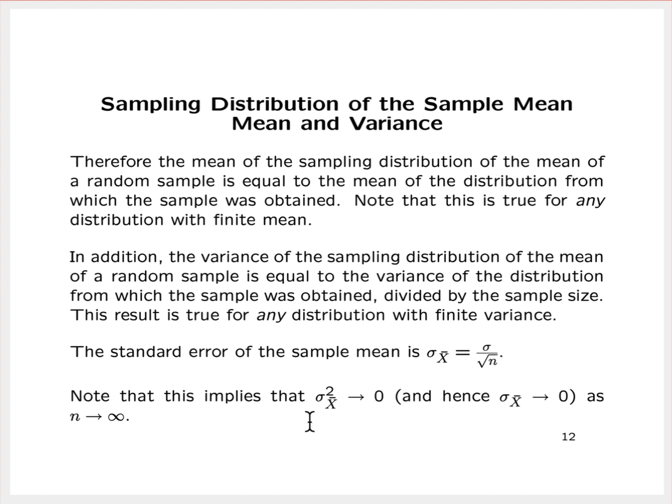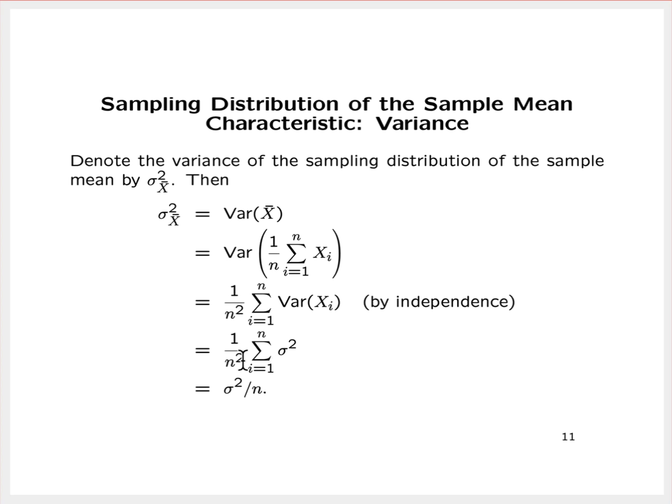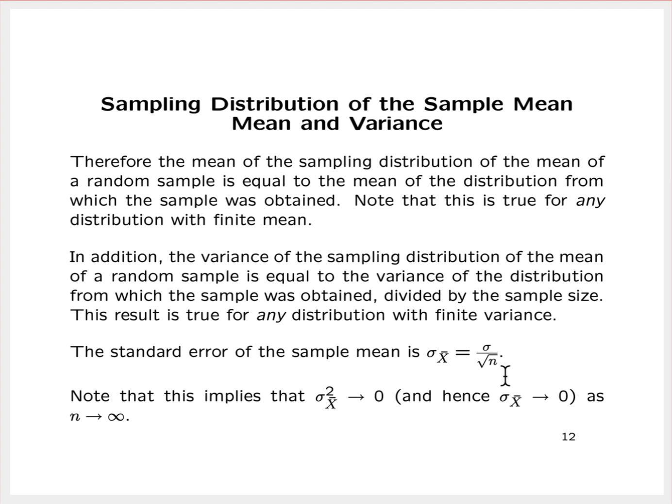Now, note that because we have n in the denominator in both the formula for the variance of the sampling distribution of the sample mean, as well as the standard error, as n increases, as n goes to infinity, the variance of the sampling distribution of the sample mean converges to 0, and therefore also does the standard error. And so as the sample size increases, the variability associated with the sample mean decreases.